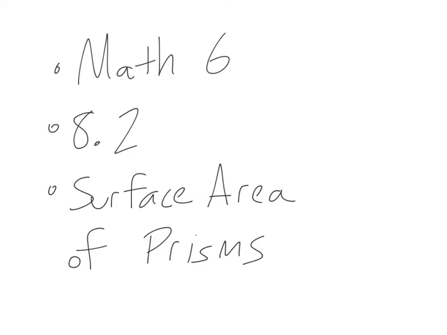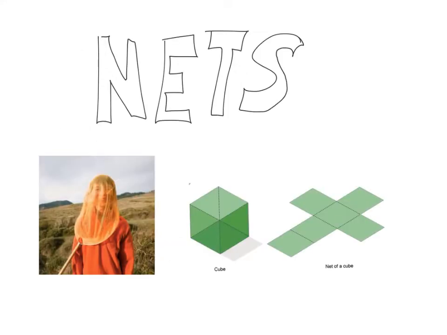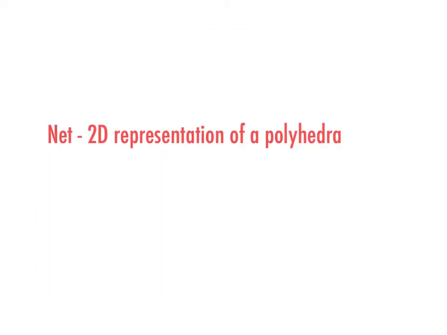Today we're talking about surface area of prisms. More specifically, we're going to be talking about nets today. And we are not going to be talking about these kinds of nets. We're going to be talking about these kinds of nets over here. So forget about him. Alright, so what's a net?